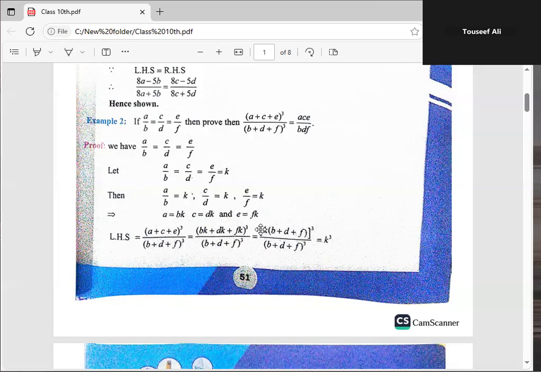Now this cube is on k and on b plus d plus f also, so we separate this cube on k, and b plus d plus f whole cube. Now b plus d plus f whole cube is in the numerator, and b plus d plus f whole cube is in the denominator also, so the numerator and denominator cancel each other, and k will remain. Only k cube is remaining.